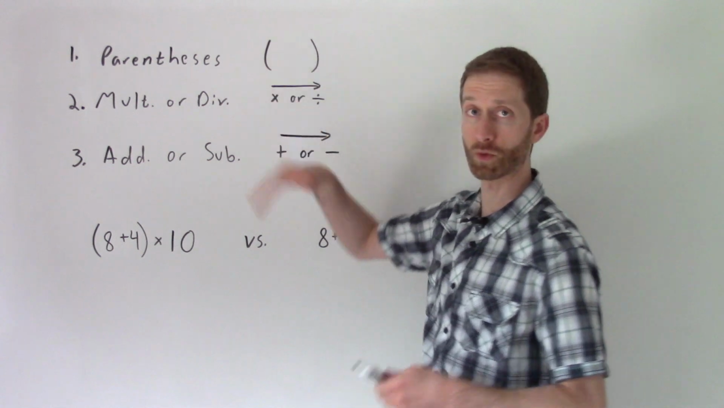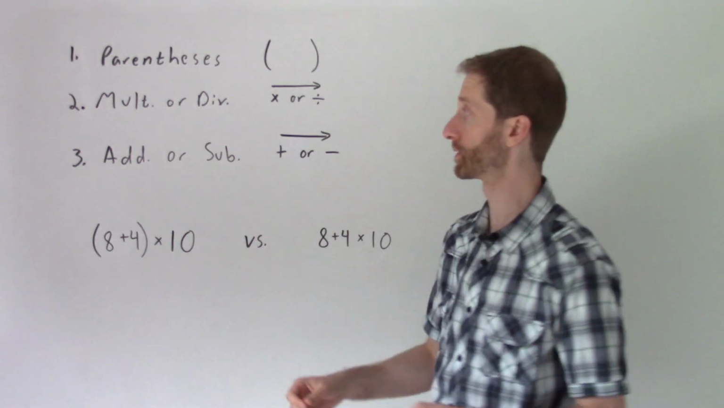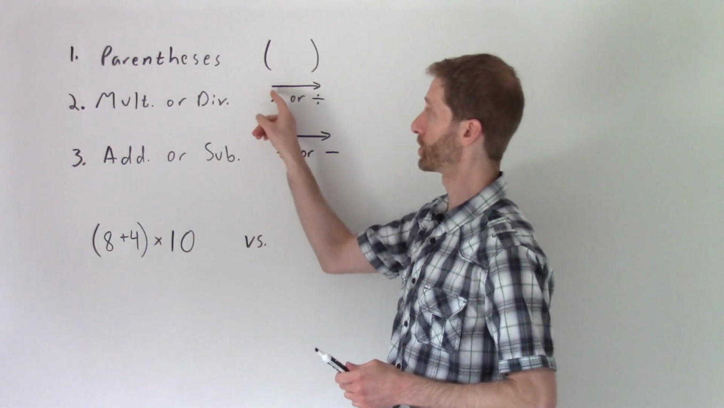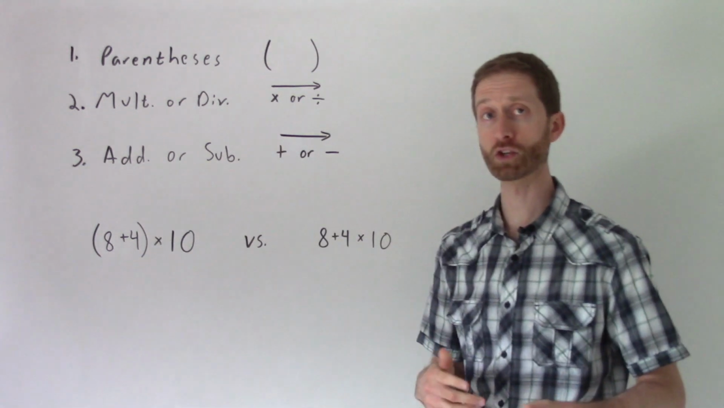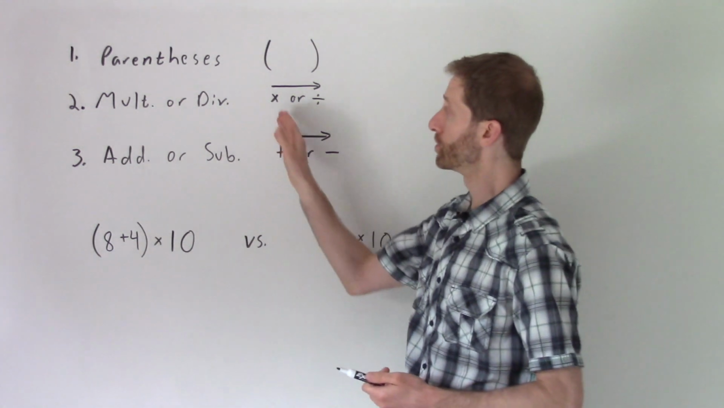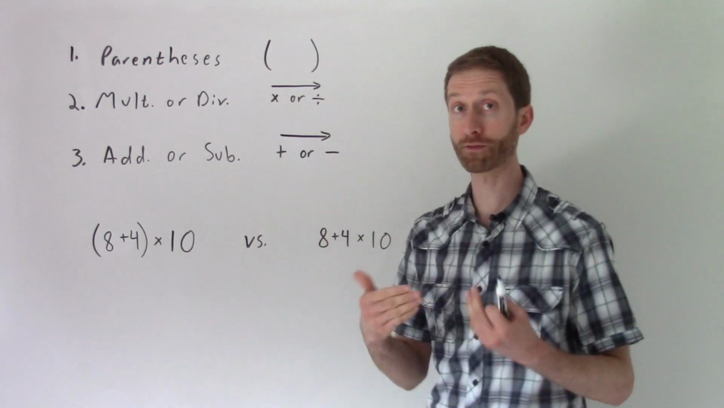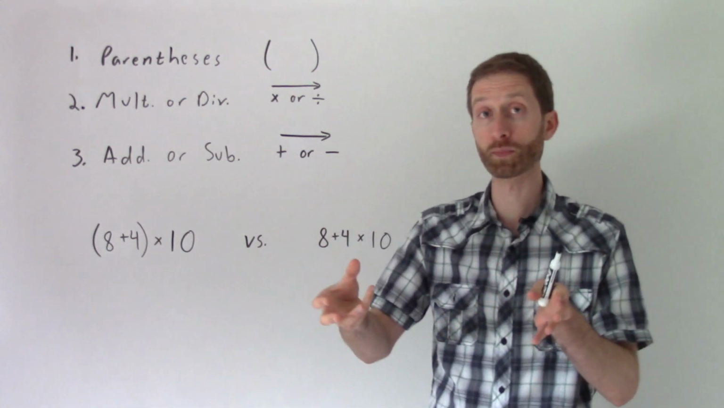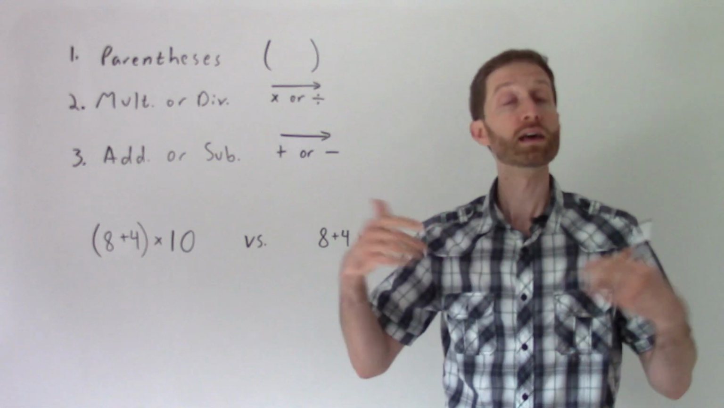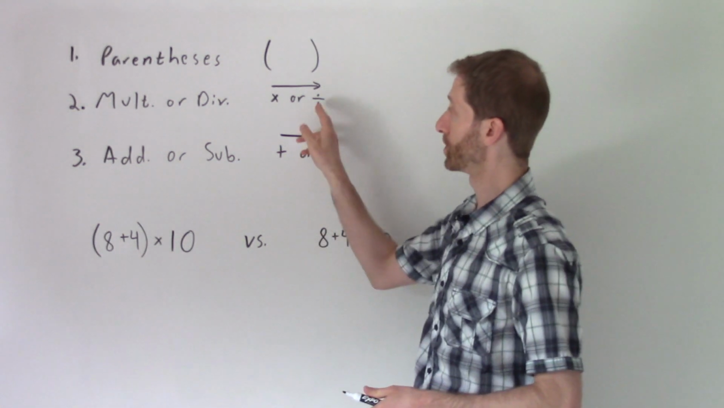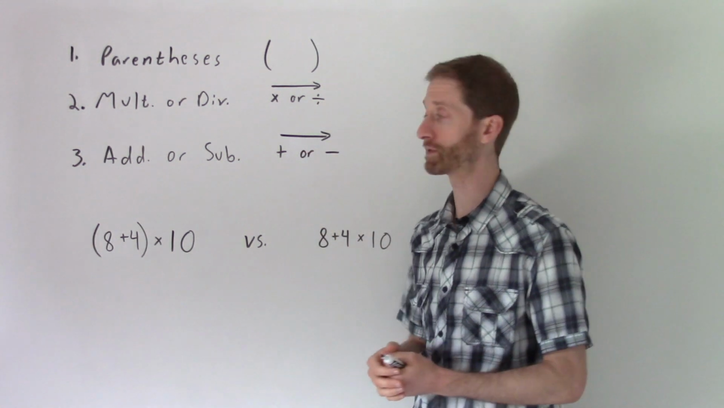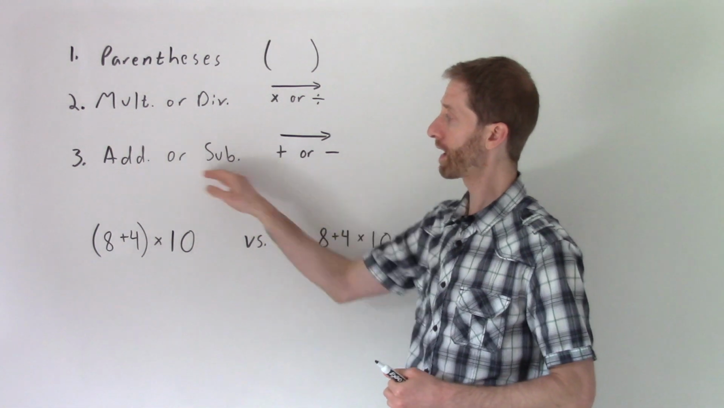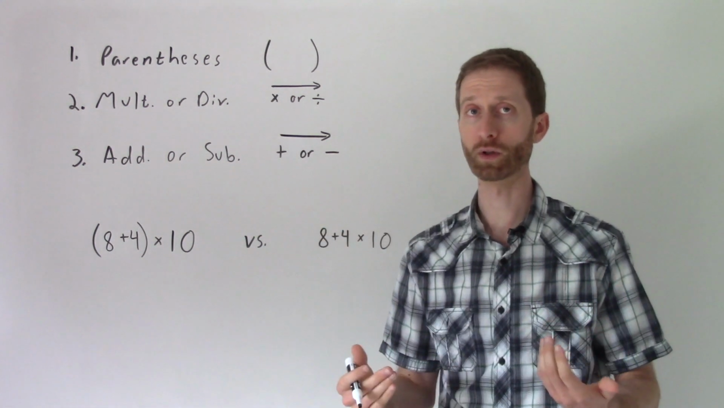Parentheses, right? So we do those first, or grouping symbols. Multiplication or division, and I drew an arrow above the multiplication or division part because you do multiplication or division first, going left to right. So if division comes before multiplication, reading left to right, then you're going to be doing division first. Just depends on what happens first, reading left to right. Then finally addition or subtraction, again going left to right.